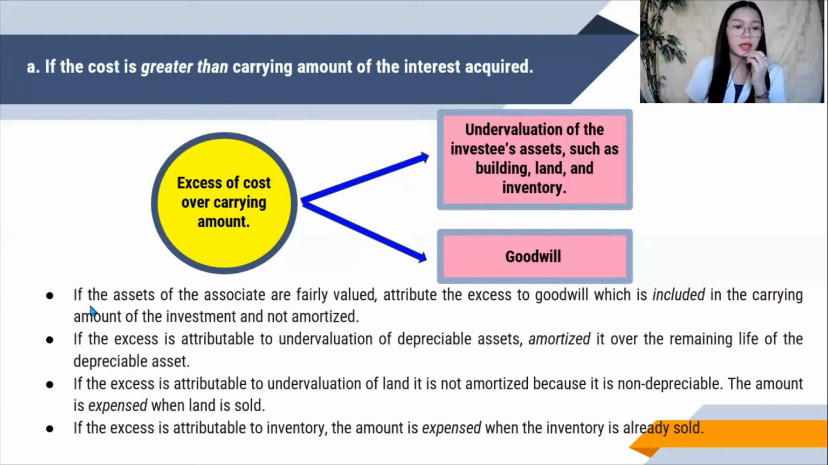First, if the assets of the associate are fairly valued, attribute the excess to goodwill, which is included in the carrying amount of the investment and not amortized. So if the assets of the associate are already fairly valued, we attribute the excess automatically to goodwill, which is included in the carrying amount of the investment and not amortized, because we know that goodwill is not accounted for separately.